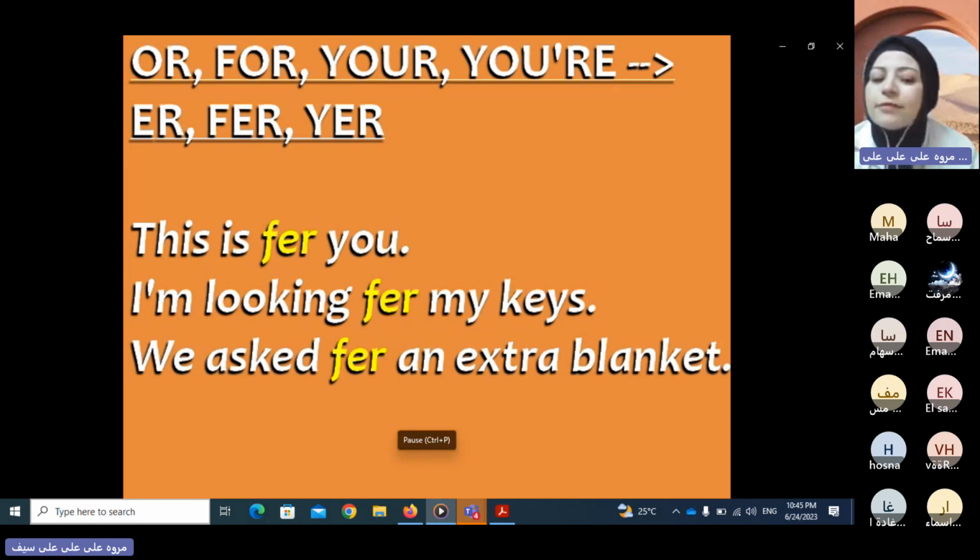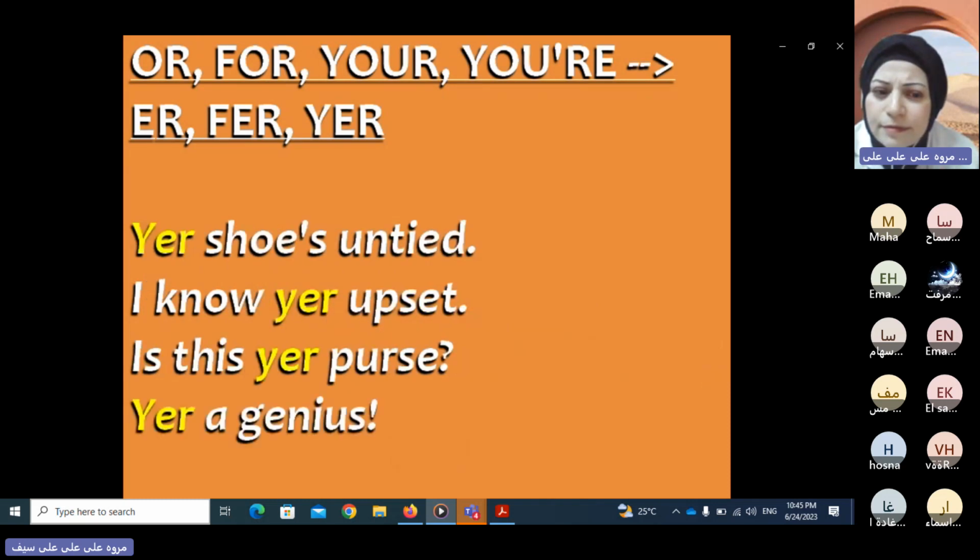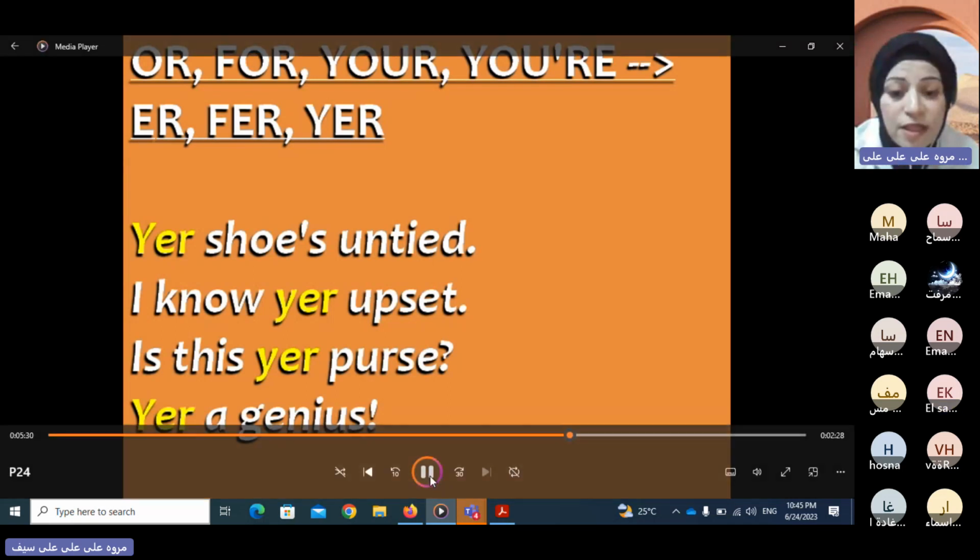We asked for an extra blanket. Your shoe's untied. I know you're upset. Is this your purse? You're a genius. Easy. This one is easy, right? Yeah, let's say it.